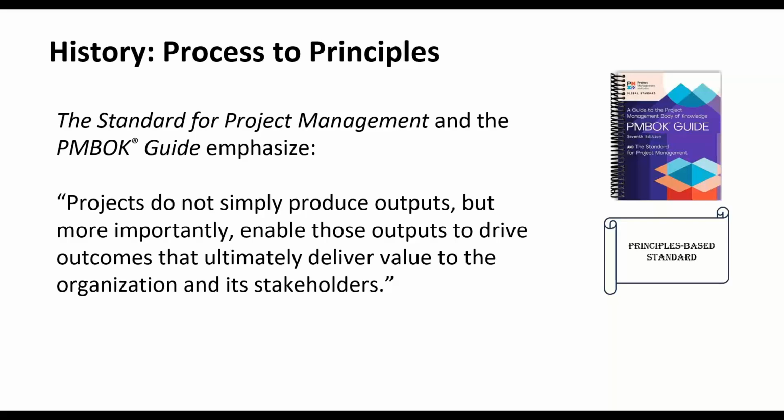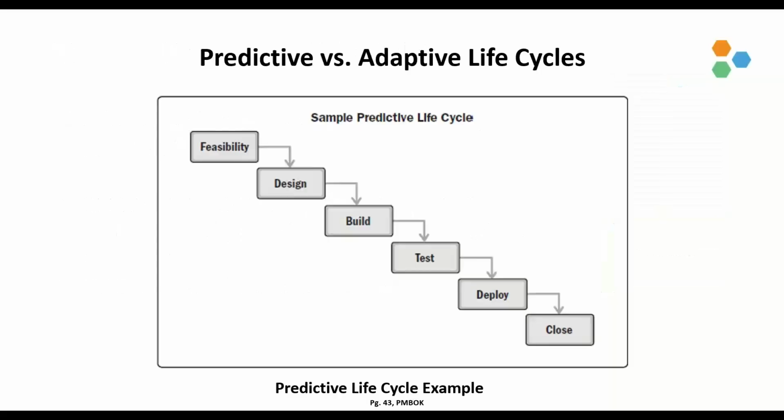So we'll look at an example now of a predictive versus an adaptive or agile life cycle with respect to value delivery, since that's the main area of focus of our talk today. This figure you're seeing here shows a predictive or traditional life cycle example. It's a life cycle where one phase finishes before the next one begins.